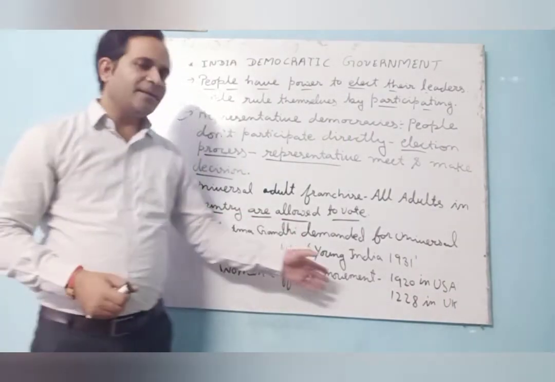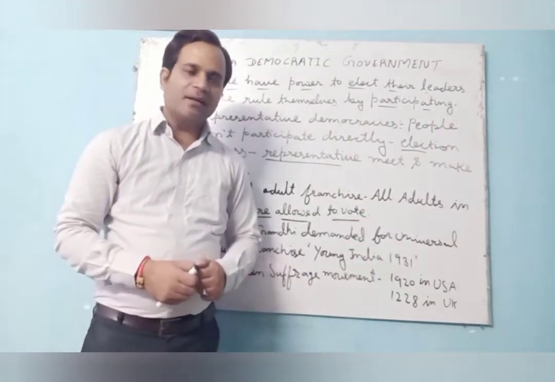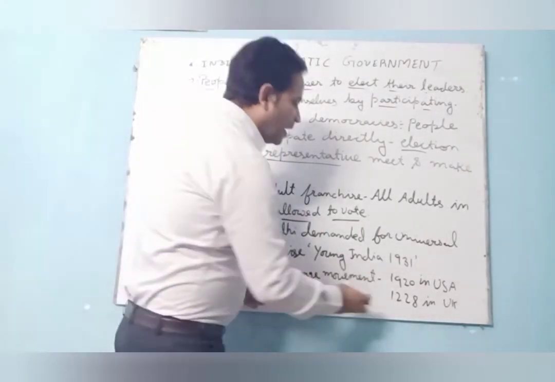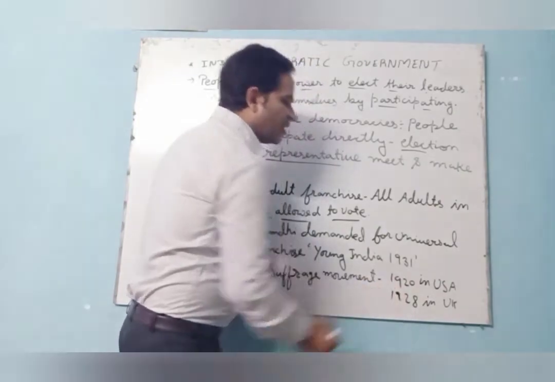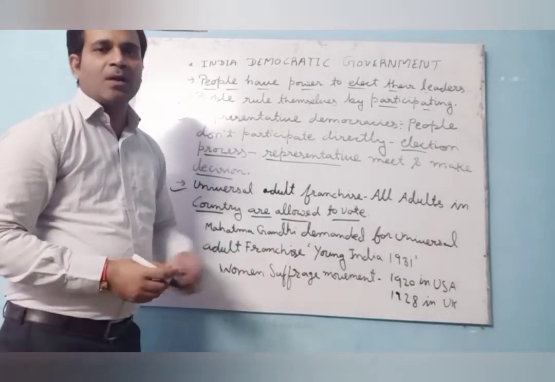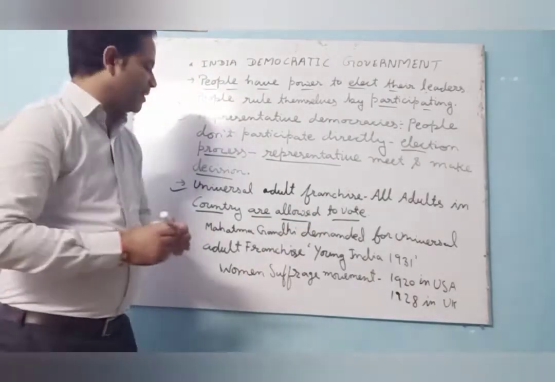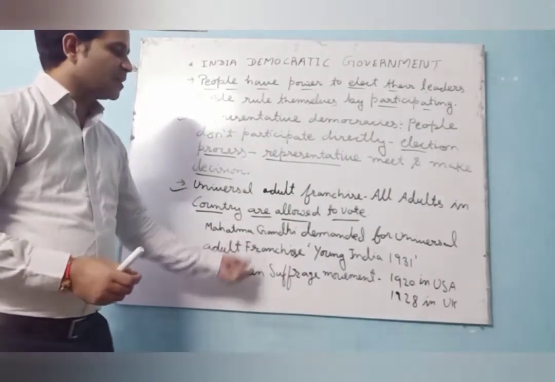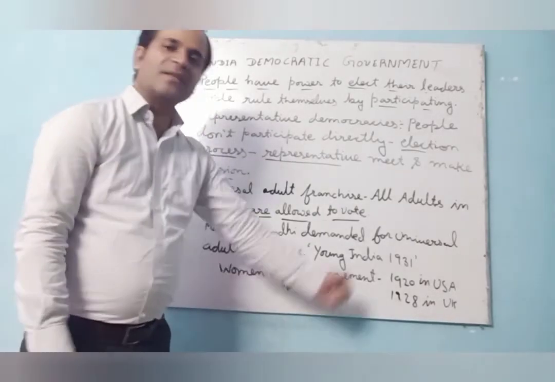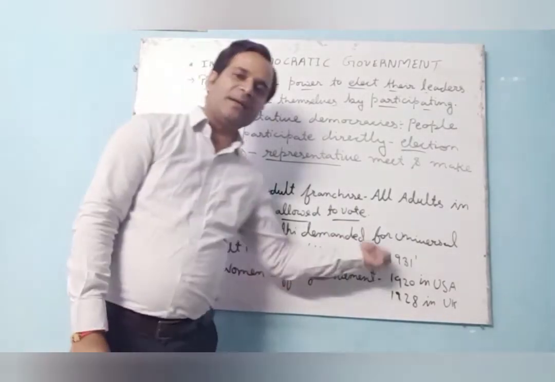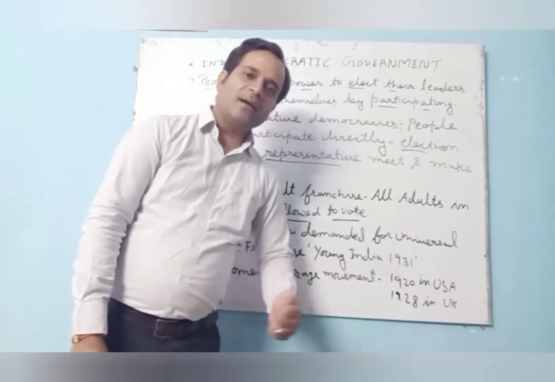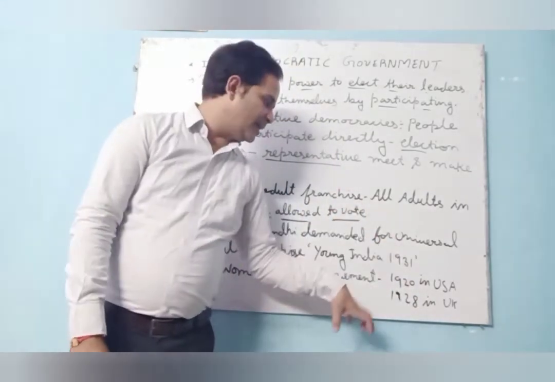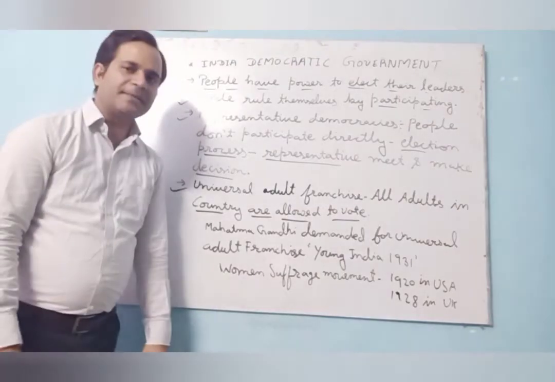In 1920 in the USA women's suffrage was achieved, and in 1928 women's suffrage in the UK. So basically there are two things to keep in mind. One is universal suffrage for women. The women's suffrage movement I am telling about is in 1920 in the USA and in 1928 in the UK. So this is the women's suffrage movement.